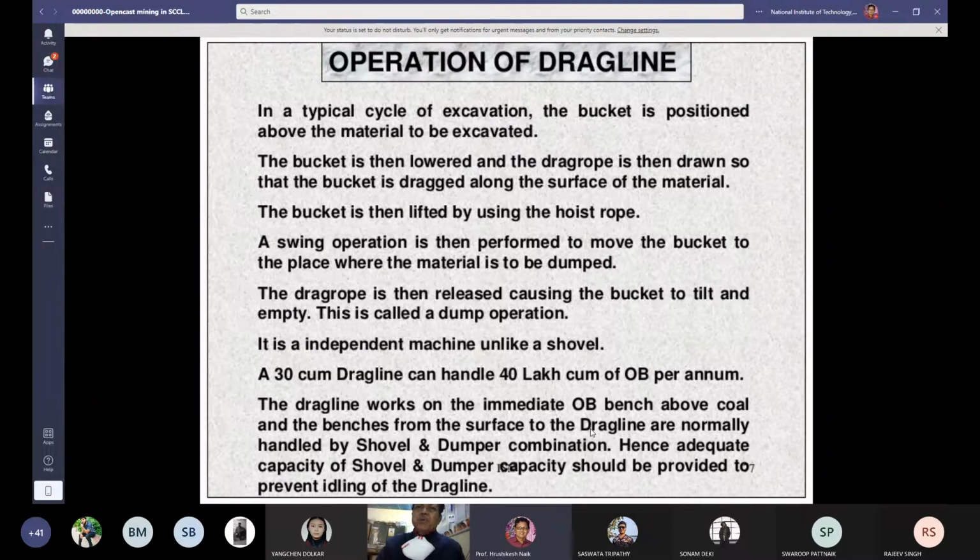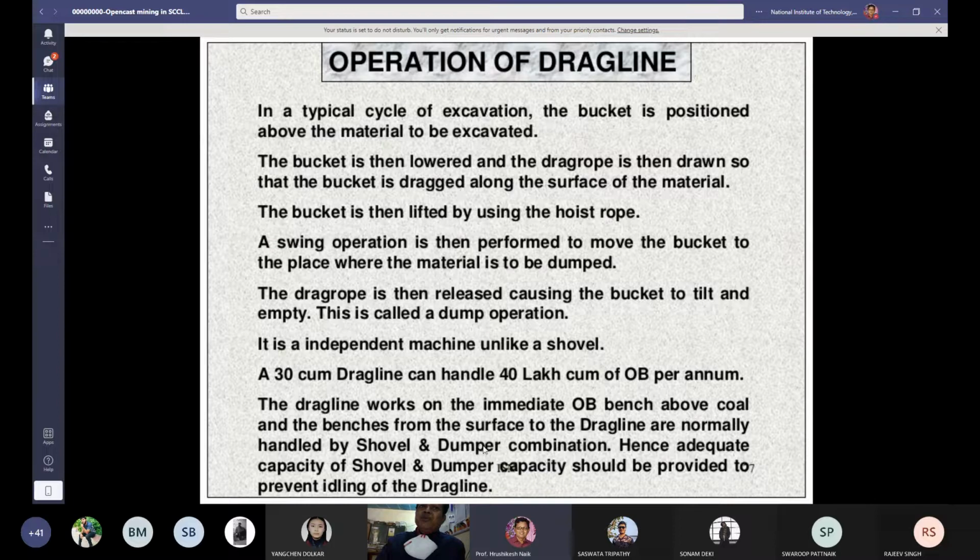So after the overburden material is removed by the dragline, the coal which is exposed will be taken by the shovel and dumper combination. Hence, adequate capacity of shovel and dumper should be provided to prevent idling of the dragline. So, in the coal mines, the dragline is used to remove the overburden material, waste material, and the shovel and dumper is used for taking out the coal deposit.